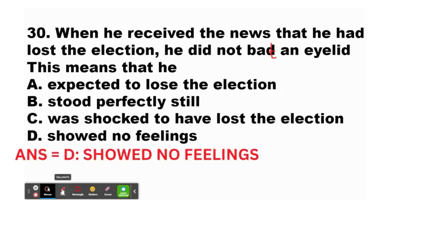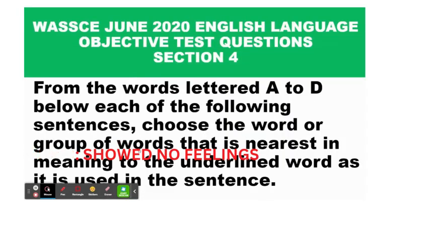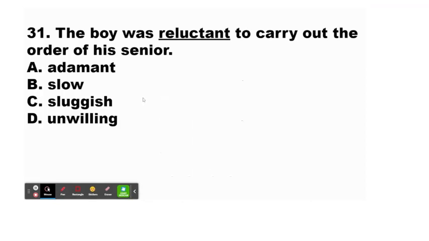So that's just what it means. So D is correct. He showed no emotions. Now, this brings us to section 4. From the words lettered A to D below each of the following sentences, choose the word or group of words that is nearest in meaning to the underlined word as it is used in the sentence. So the other time we looked at words opposite in meaning. Now we are going to look at words nearest in meanings.